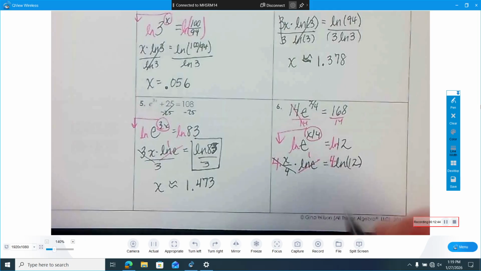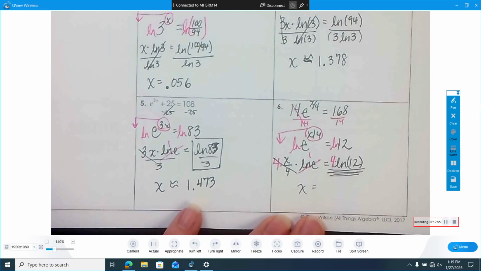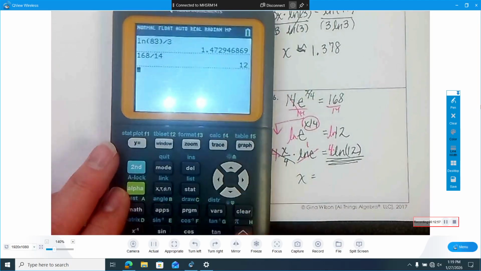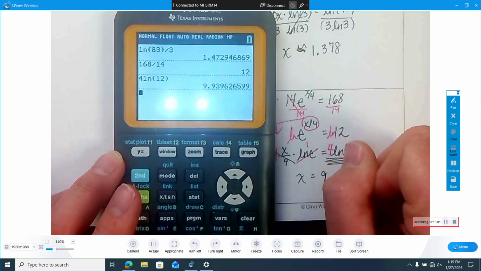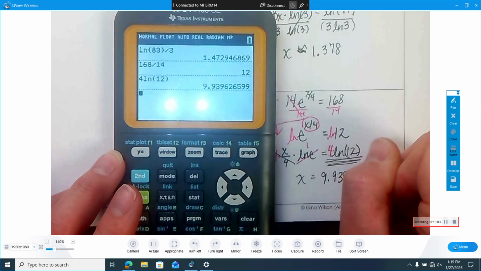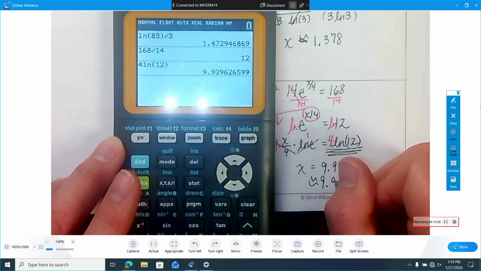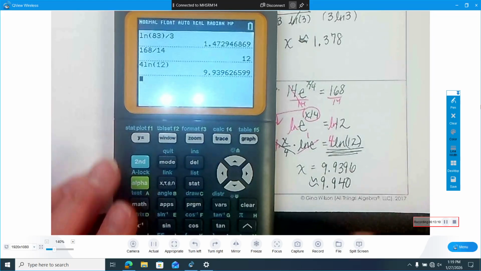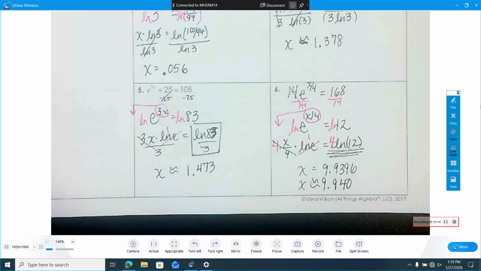Remember, anytime you have a log, there's this whole swirly process that's happening, so we have to be very careful. 4 natural log 12 is an exact answer. It's perfect. It's beautiful. Or we can type it in and get an approximation, 9.94, yeah. So, there we go.